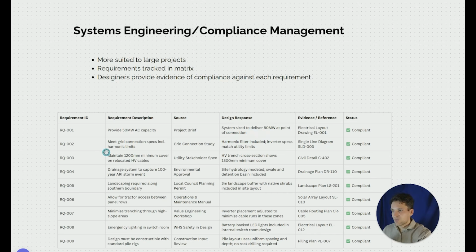So another example, RQ002, the second requirement is to meet grid connection specs, including the harmonic limits. The source of this is the grid connection study. So the grid connection study would be a source project requirement that the developer might have produced. And the design response is the harmonic filters included in the design. The inverter specifications match the utility limits. And they've shown that with the single line diagram, and then it's shown to be compliant. So this is just a systematic way of identifying every single requirement in the project, checking it complies so nothing's missed.